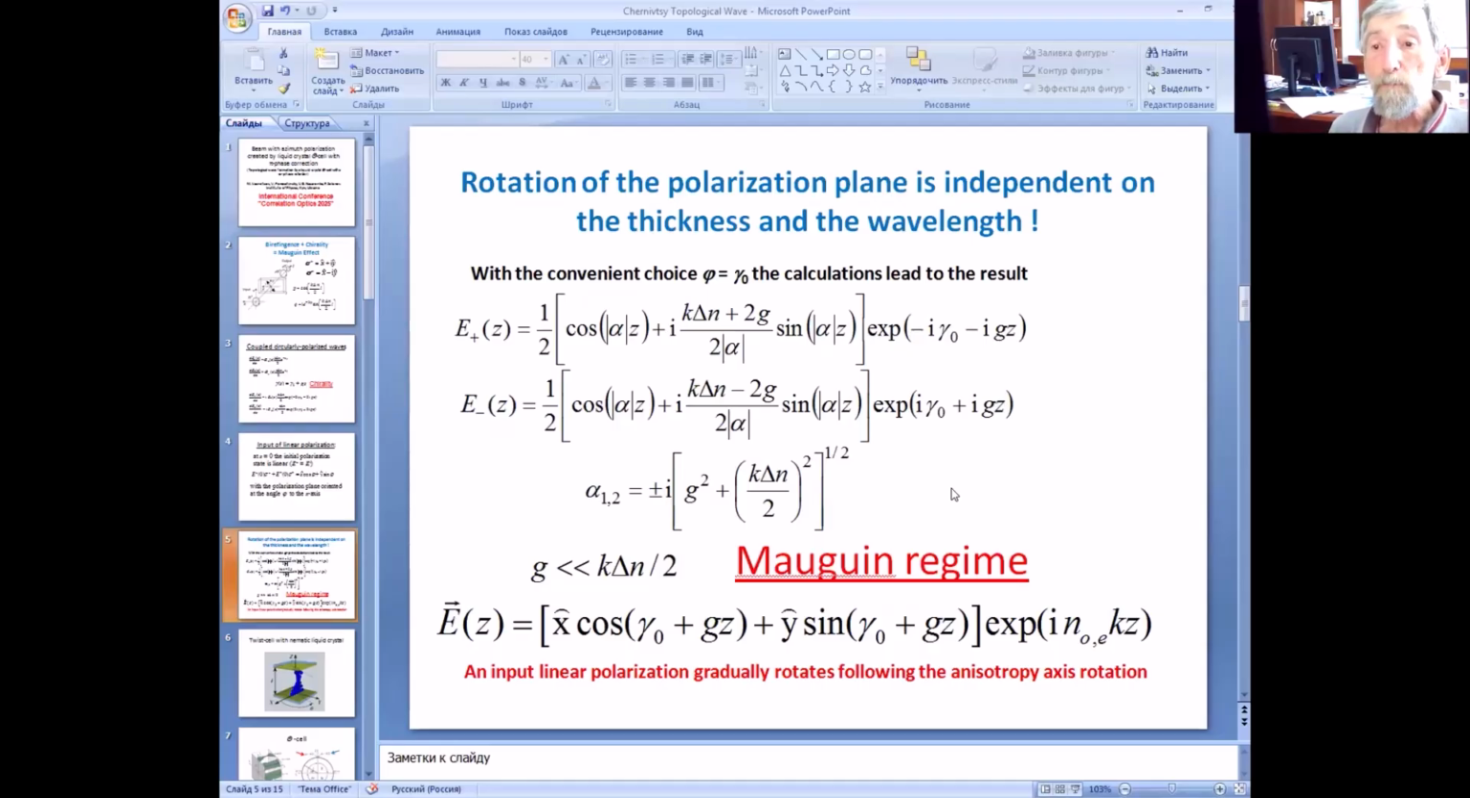An important thing is that this effect does not depend on the wavelength and on the thickness of the material. It is very promising to use this polarization rotator for practical exploitation.